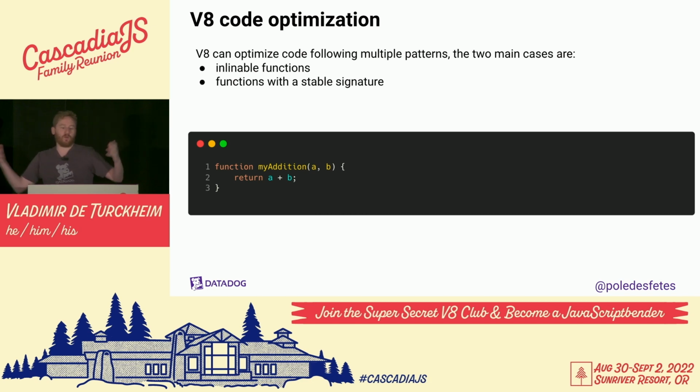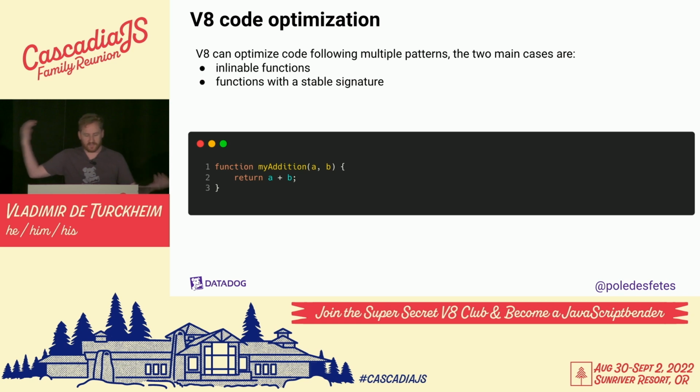So there are multiple ways of optimizing functions. Two of the main are inlining functions, so you don't have to jump in memory to call the function, and compile the function when it has a stable signature, when the types of the input and the outputs are stable.